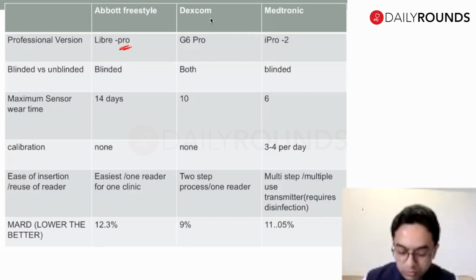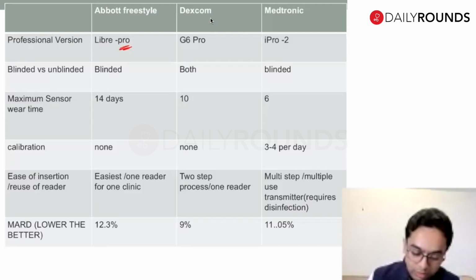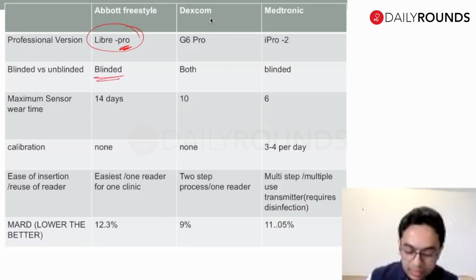For Dexcom, you have the G6 Pro. For Medtronic, you have the iPro 2. So mostly we use these. They are blinded, which means the patient will not know, but through some app the patient can even know, but that is not what the company recommends.